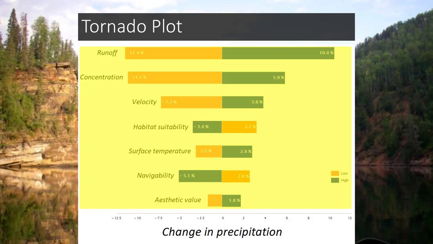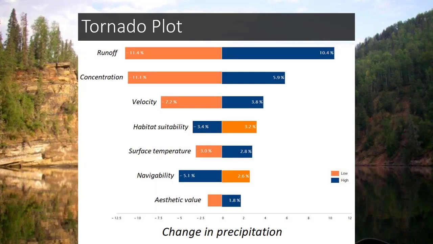So the wider the bars means the greater the change. And so they're layered intentionally with the biggest one on top, so it looks like a tornado. And so now you can look at that and say, well, the biggest change, if there's a change in precipitation, it'll change the runoff by 11%. It'll change the concentration by 11%.